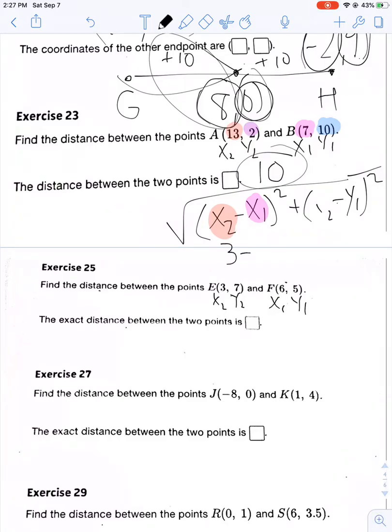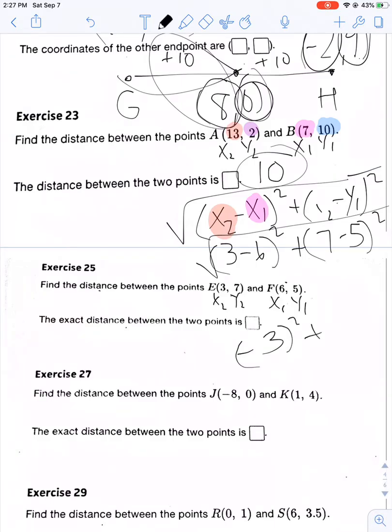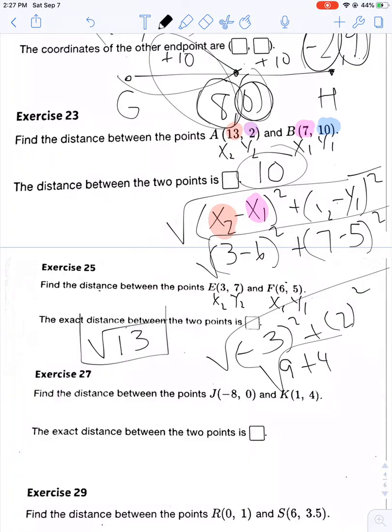So we've got 3 minus 6 squared plus 7 minus 5 squared, all square root. 3 minus 6 is -3 squared plus 7 minus 5, which is 2 squared, all in the square root. -3 squared is just -3 times -3, which is 9. 2 squared is 4. 9 plus 4 is 13. So our answer here is square root of 13.